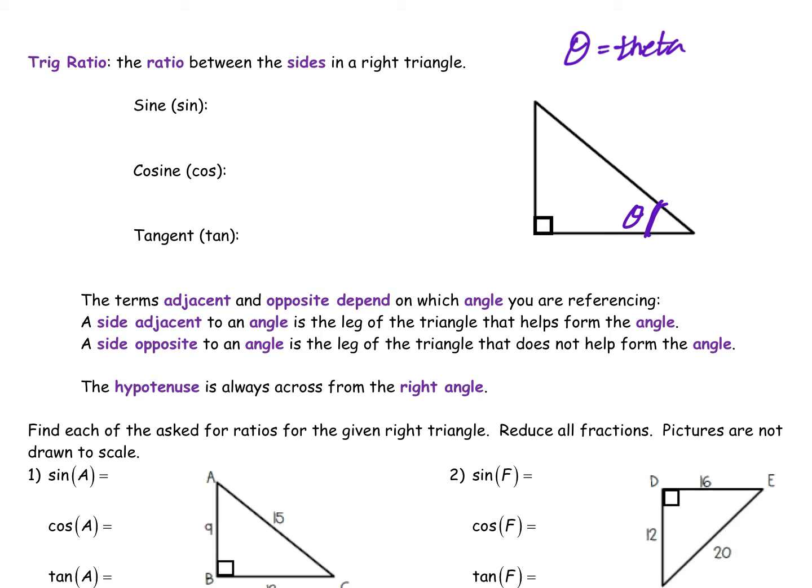Sides are usually x, y, and z or whatever. And then angles are some Greek letter. And we're going to use theta most of the time. So if you see that little O with the little line through it, it just means theta.